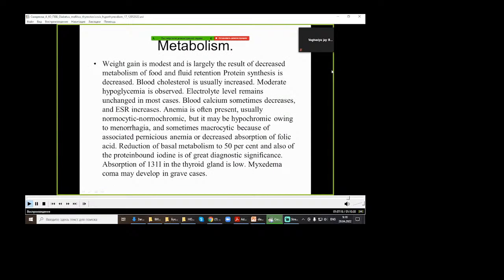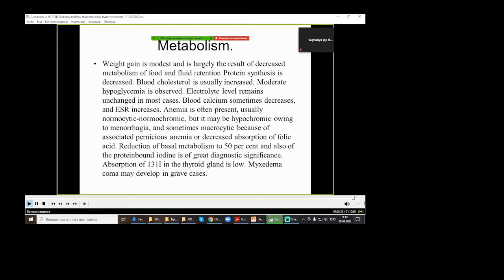Metabolism. Weight gain is modest and is largely the result of decreased metabolism of food and fluid retention. Protein synthesis is decreased. Blood cholesterol is usually increased. Moderate hypoglycemia is observed. Electrolyte level remains unchanged in most cases. Blood calcium is sometimes decreased, and erythrocyte sedimentation rate may be increased. Anemia is often present, usually normocytic, normochromic, but it may be hypochromic owing to menorrhagia, and sometimes macrocytic because of associated pernicious anemia or decreased absorption of folic acid.